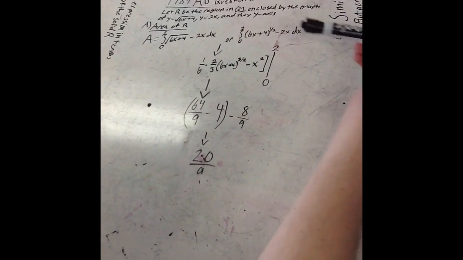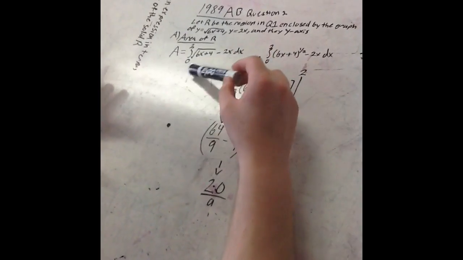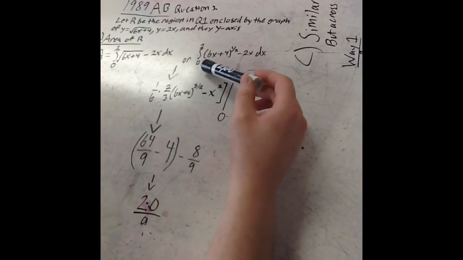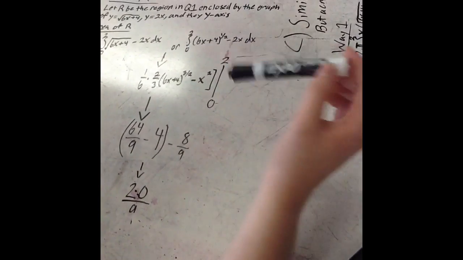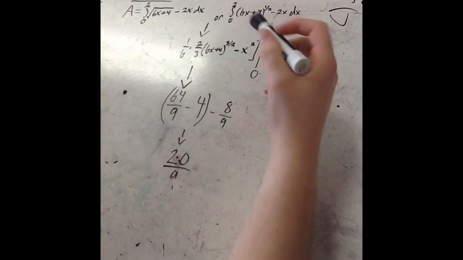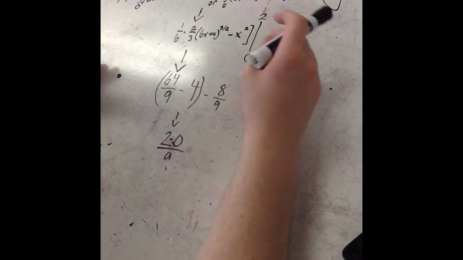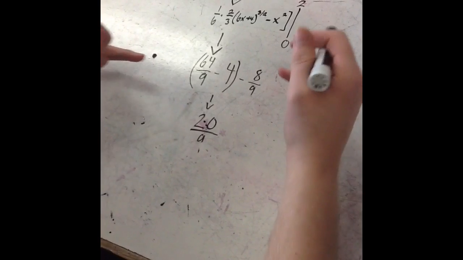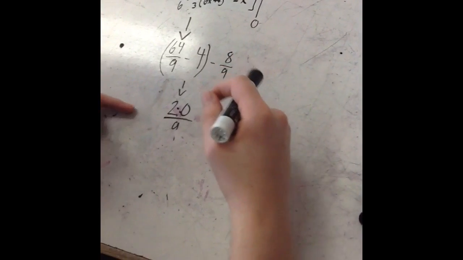Part A wants you to find the area of R. To do this, you set the area equal to the integral from 0 to 2 of the square root of 6x plus 4 minus 2x dx, or the integral from 0 to 2 of (6x plus 4) to the 1/2 minus 2x dx. Both of these integrate into 1 over 6 times 2/3 times (6x plus 4) to the 3/2 minus x squared from 0 to 2. That turns into 64 over 9 minus 4 minus 8 over 9, which equals 20 over 9.